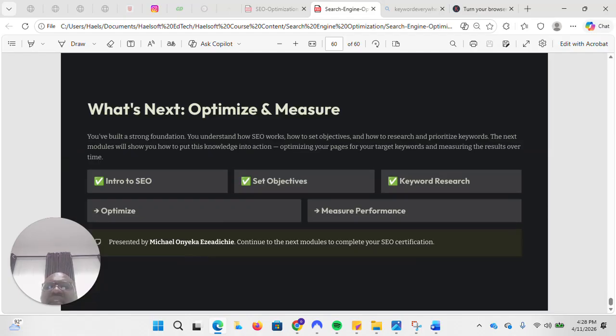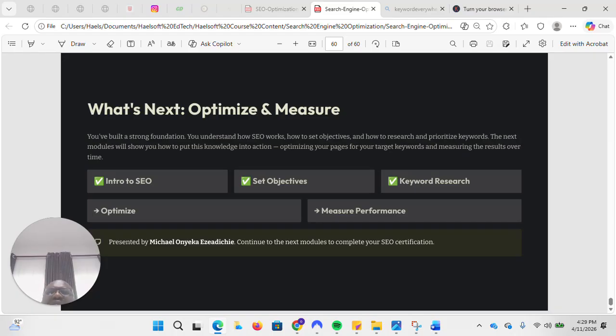Then what is next? The next thing we're going to discuss will be optimize and measure. Optimize and measure, or you can also say optimization and measurement. In whatever you do in terms of search engine optimization, there's need for continuous optimization. There's need for continuous measurement to confirm if the resources you are investing in this search engine optimization project are yielding results or not.